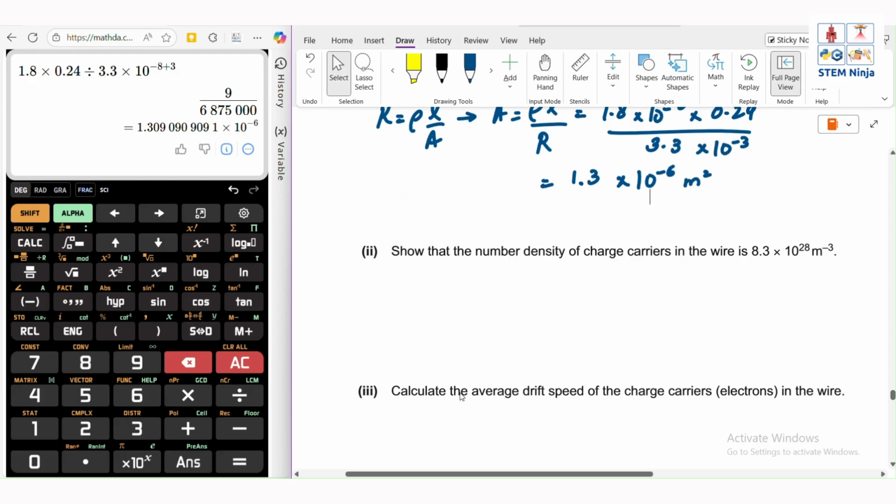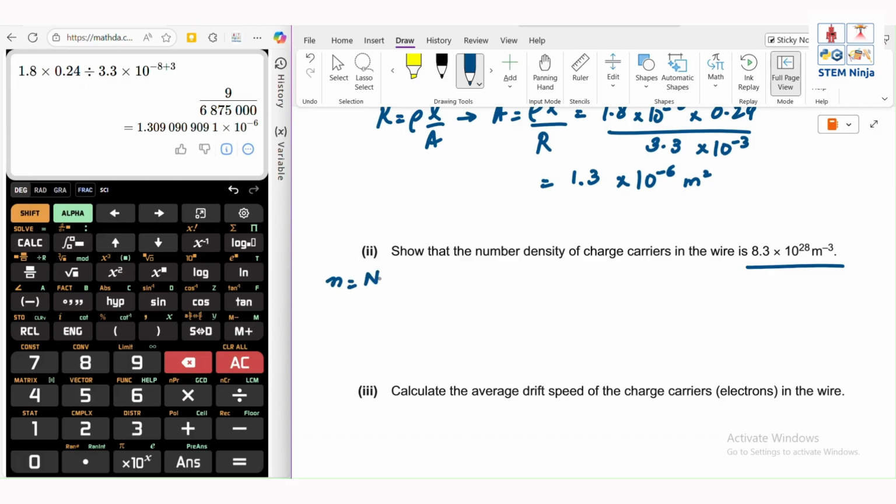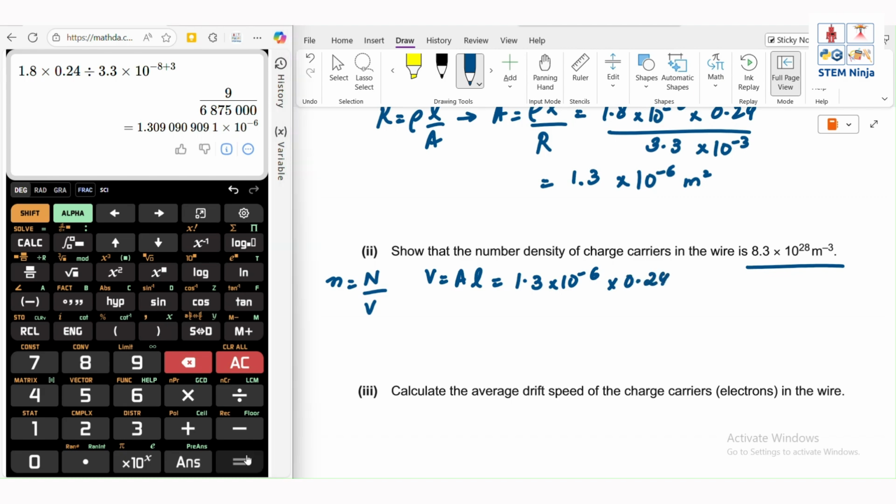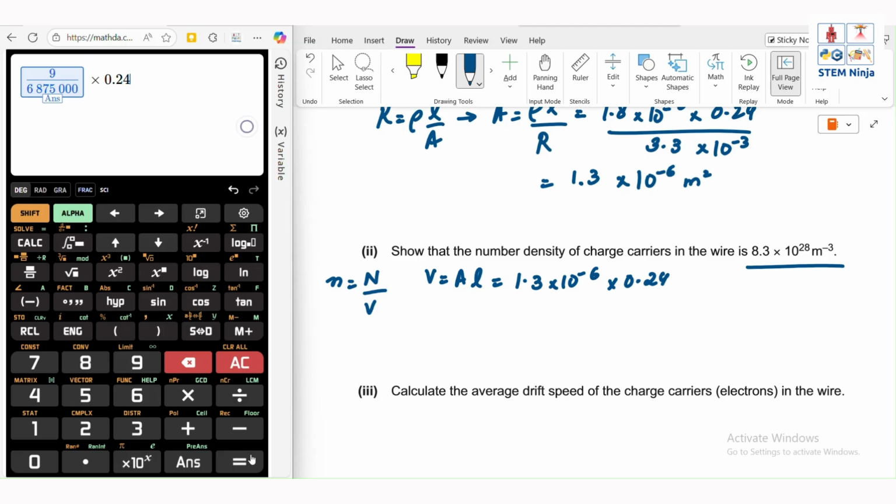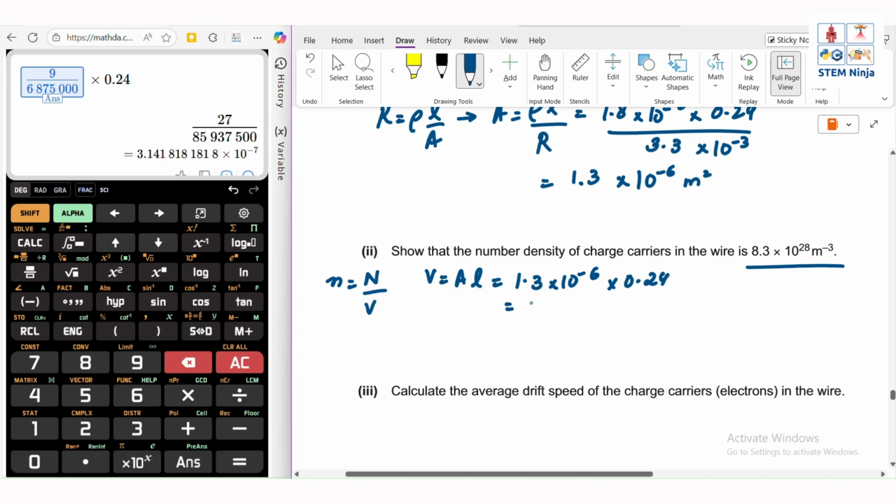Show that the number density of the charge carriers in the wire is this. Okay, so number density is equal to number of charge carriers divided by the volume. So first off, we need to find out the volume. So volume is equal to cross-sectional area times length. So 1.3 × 10^-6 times 0.24 is 3.142 × 10^-7 meter cubed.